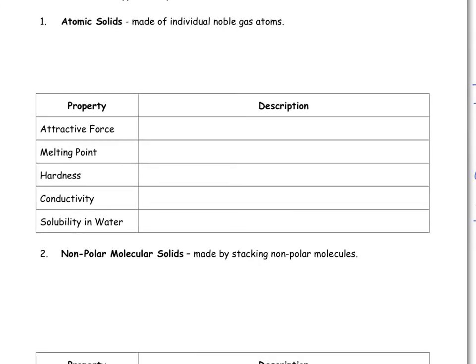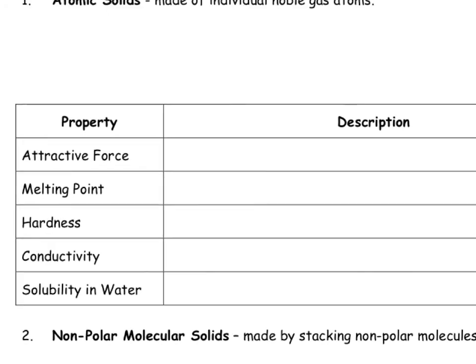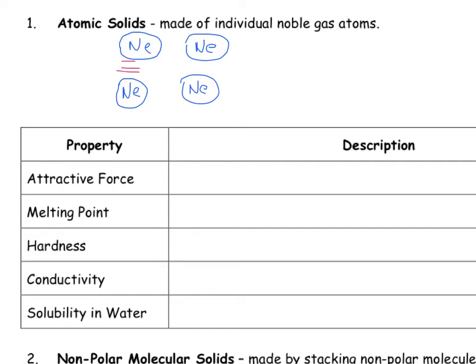So the first crystalline solid we'll talk about are known as atomic solids. Now, atomic solids are made up of individual noble gas atoms attracting each other. So let's draw 4 neons. Now, to figure out the properties of an atomic solid, we look at what intermolecular force are holding those neons together. Because they're atoms and they don't have any charges on them, then they will be attracted to each other in this lattice only by London dispersion forces.